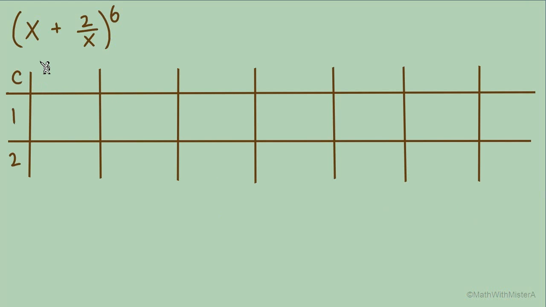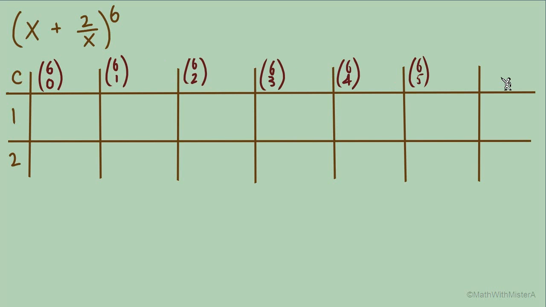I'll set up a table, 7 columns for the 7 terms, and a row for coefficients for the first term and for the second term of the binomial. This time, let's use the binomial coefficient notation. So our exponent is 6. I know that each of these coefficient notation expressions here will have a 6 as the top number. The bottom number was our k value. So for the first term, k equals 0, and now we're increasing our value of k. So 6 choose 1, 6 choose 2, 6 choose 3, 6 choose 4, 6 choose 5. Our last term should always be the same number in this binomial coefficient notation.